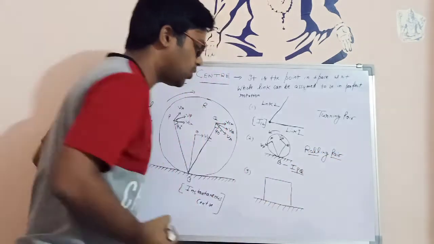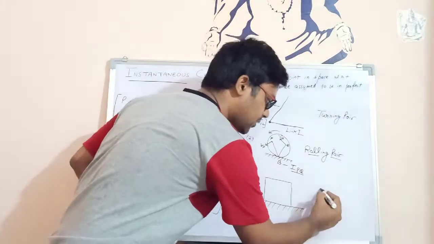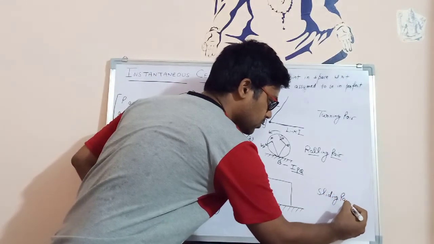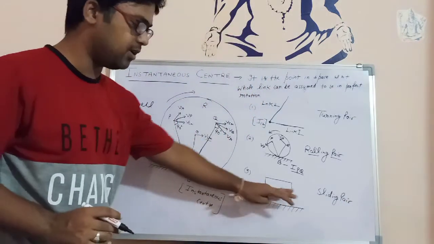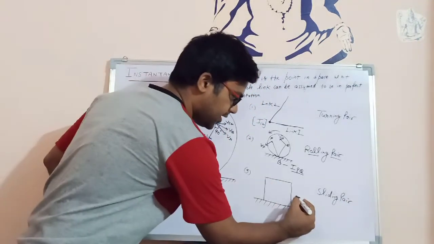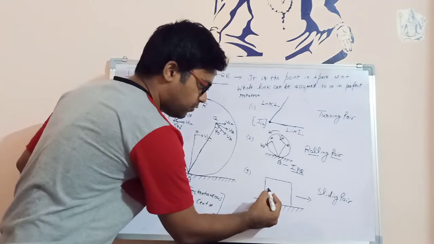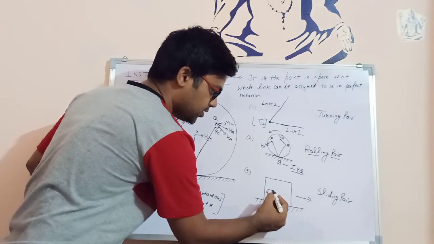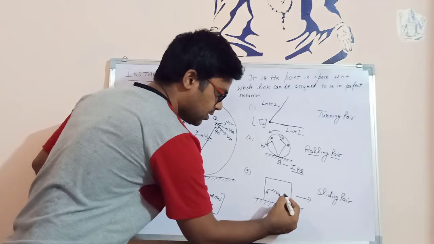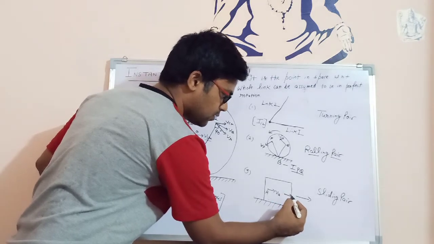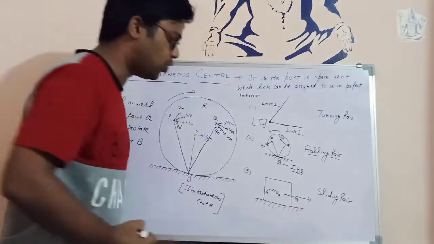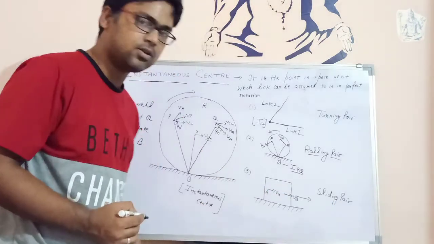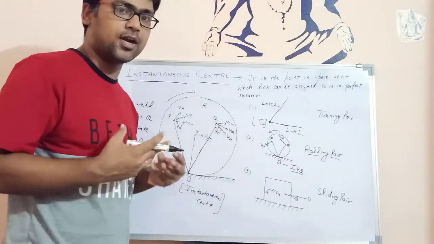Now the last one is called the sliding pair. Okay. So let us suppose this is a sliding pair in which it is sliding in this direction, and I have 2 points over it. This is my point A. This is my point B. Let us suppose this is VA and this is my VB. So velocity at point A is VA, velocity at point B is VB. It is moving in this direction. Clear? So I have to find the instantaneous center of it.